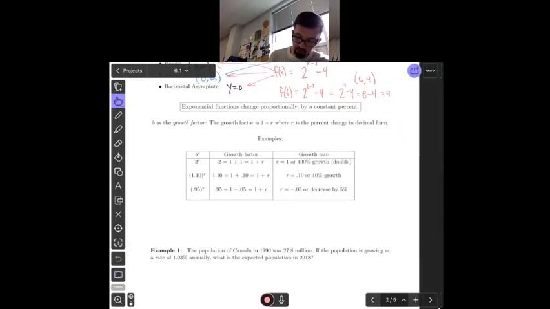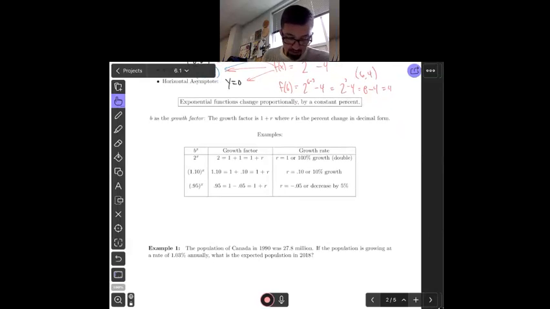A little bit more information before we start doing stuff. So B is a growth factor. Again, they call it a growth factor all the time. I'll say growth factor, I'll say decay factor, depending on if it's increasing or decreasing. So 1 plus R is your growth factor, where R is that percent change as a decimal. So that's important.